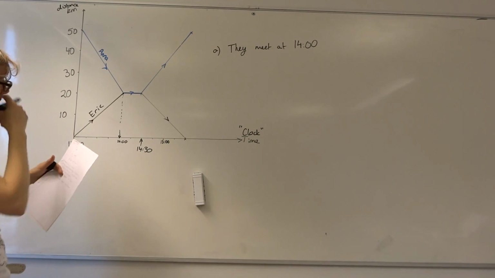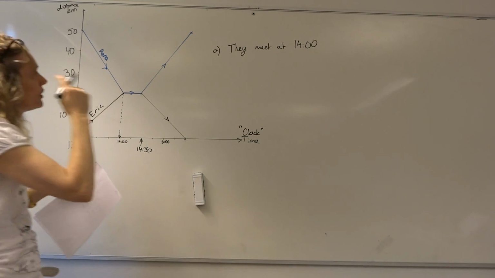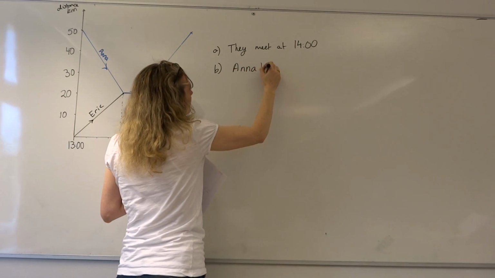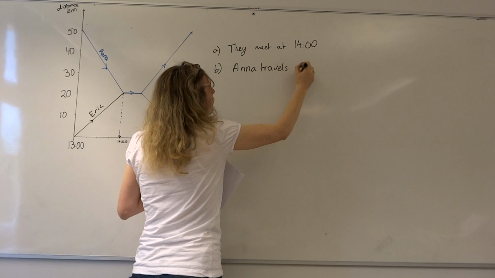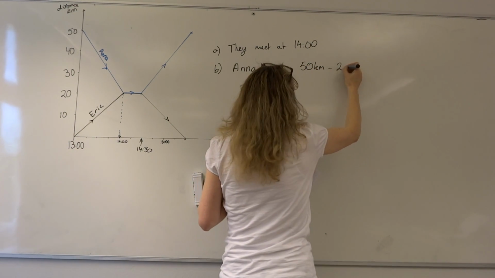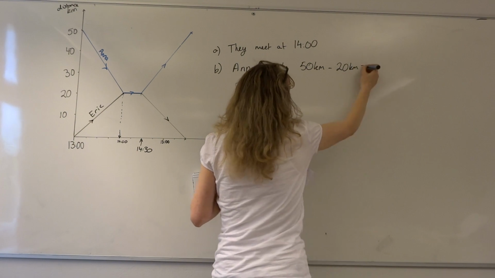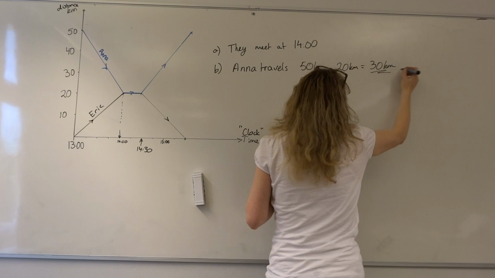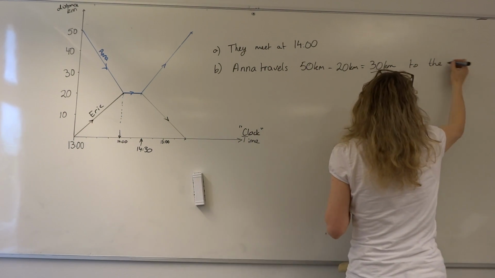Then it says, how far has Anna travelled? Well, Anna travels 50 kilometers minus the 20 kilometers to get to the cafe, equals 30 kilometers. So Anna travels 30 kilometers to the cafe.